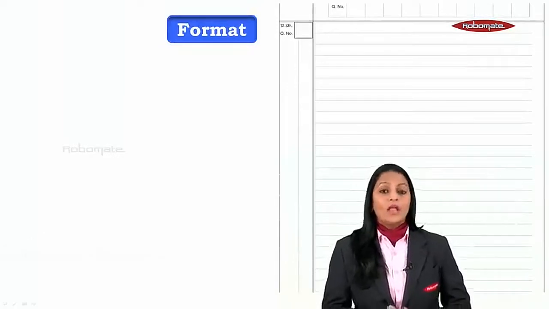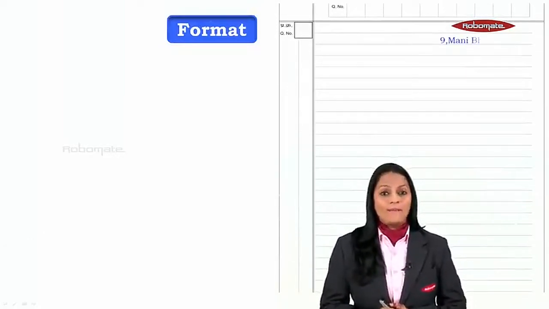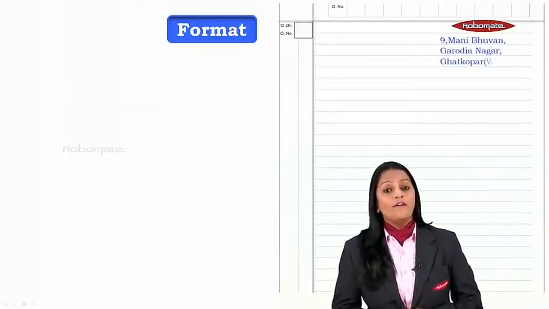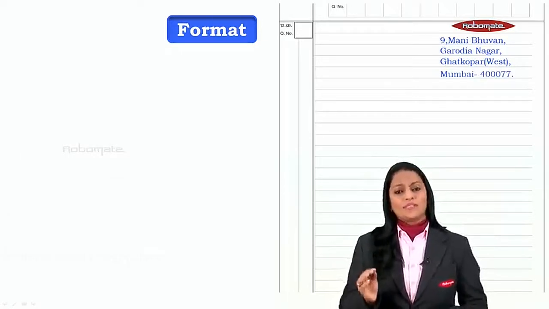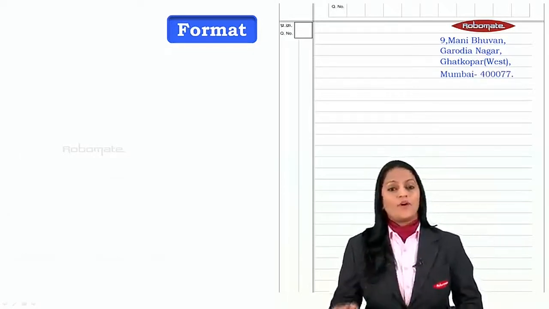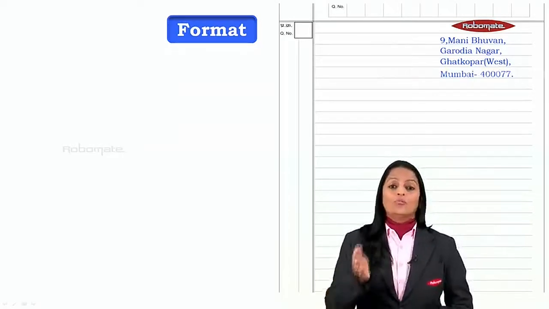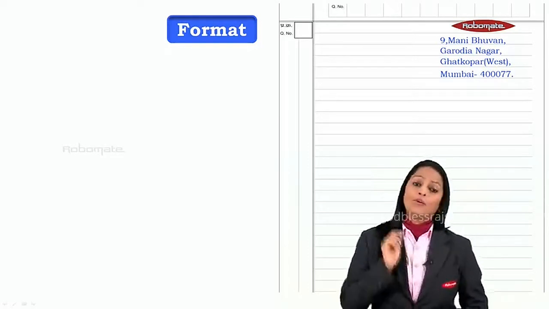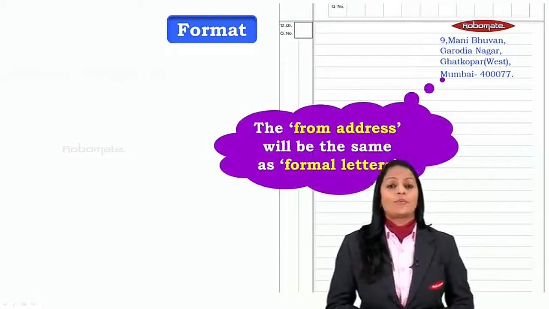Let's go ahead. Again, we have the sample paper of the board exam, and here on the right hand side on top you've written the from address. Now students, you could write any address. I would say learn one address, whether it's formal or informal application, the from address has to be the same. So you need not really learn different types of addresses, learn any one. Okay, but don't write your own address. Create a new one.